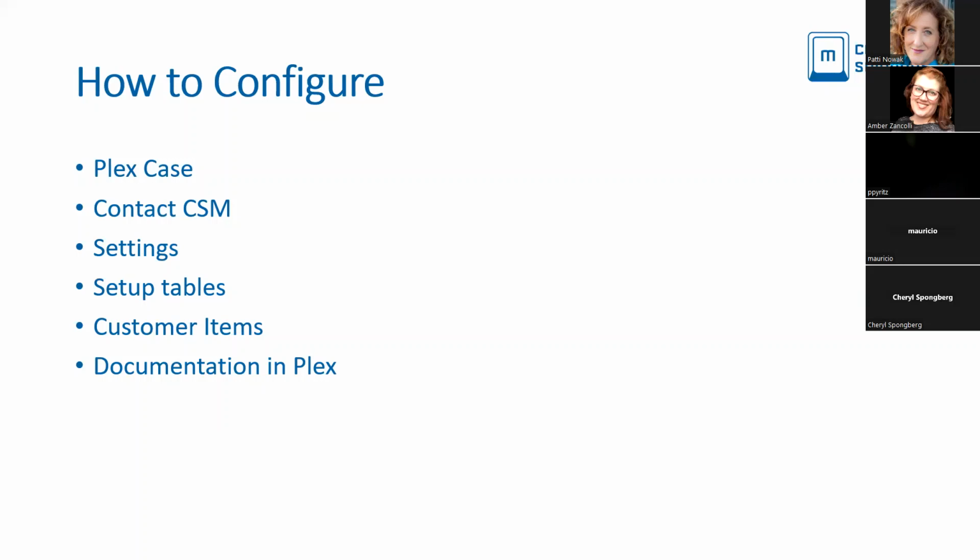To get bill and hold enabled in your PCN, you'll need to submit a case to Plex requesting that they enable the bill and hold functionality. Bill and hold is usually included in the base accounting module, but I would recommend following up with your CSM as needed for any questions about your subscription. To set up bill and hold, you'll configure the required settings and setup tables that we'll review. You'll then configure one or more of your customer items as bill and hold items, assigning an invoice grouping, and then you'll set the frequency for bill and hold invoice generation.